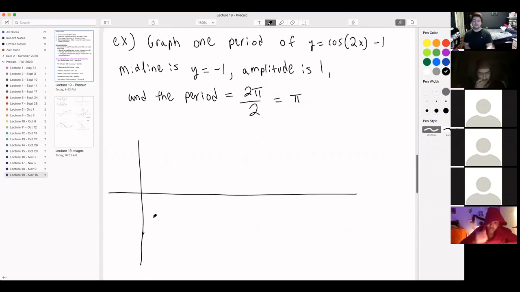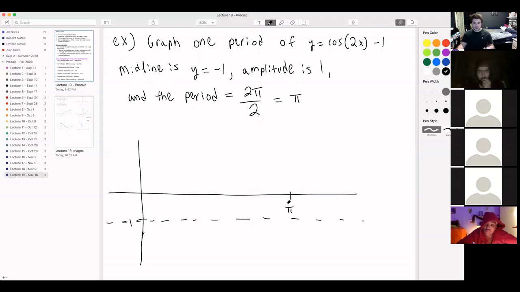Okay, so as I did before, I'm going to start off, let me just go to the midline, and I'll put a dotted line there. So the midline's at minus 1. Next, I'm going to plot pi on the x-axis. Okay, that's the period. That's how long it's going to take for my graph to complete one cycle.